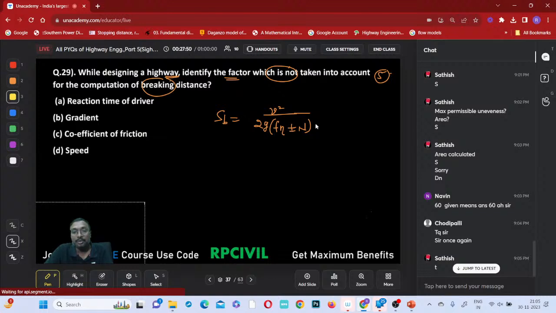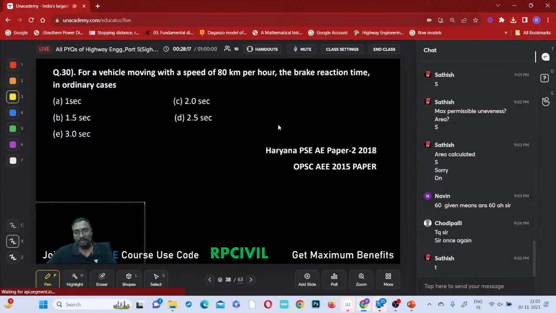Reaction time is not included, right? Yes or no? Except reaction time, everything is included. Gradient is included, coefficient of friction is included, speed is included. Only which one is not included? Reaction time of the driver is not included. So which one is the answer? Option A will be the correct answer. Now, shall I go on to the next question?